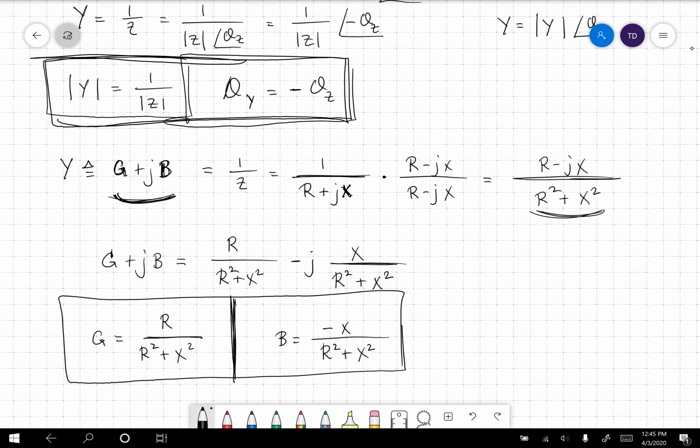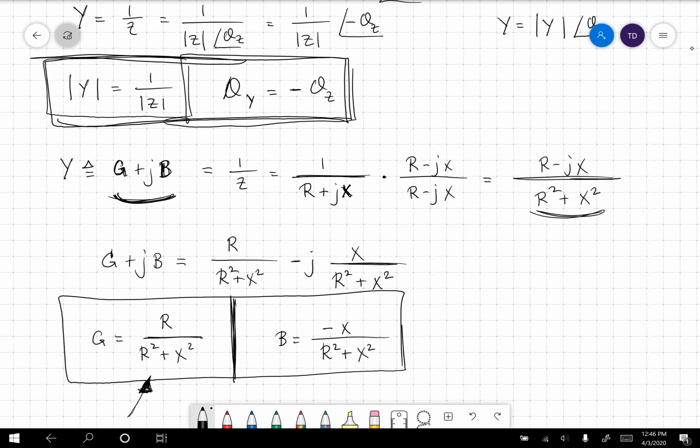So we're highly in mathematical mode right now. Look at this one here. What happens when I have a purely resistive impedance? What's the value of X when I have a purely resistive impedance? What's the value of X? 0. Good. And so what does G become when X is 0? 1 over R. Correct. Same G that we had before. Should be no surprise.